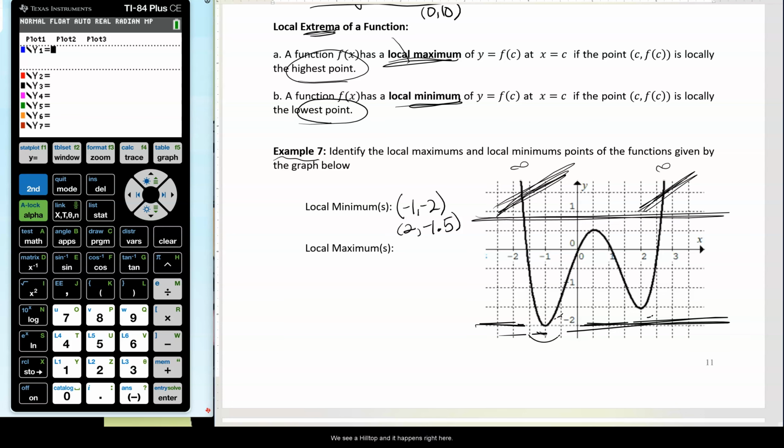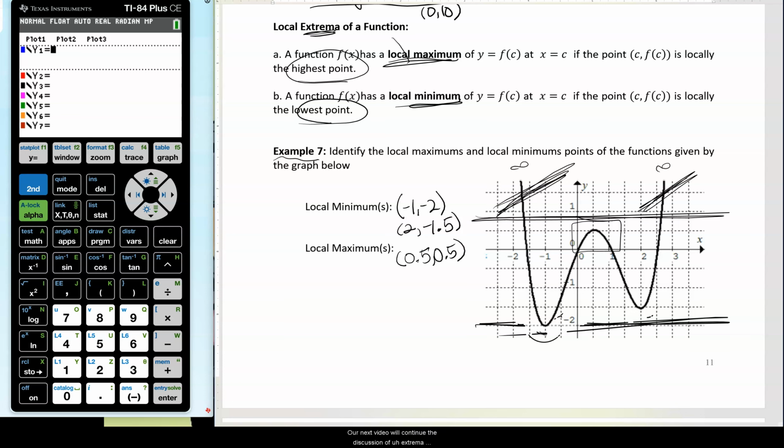We see a hilltop, and it happens right here. So as we take a look at this peak right there, all the points around it are lower. So it hits a high point at 0.5 on the x-axis and 0.5 on the y-axis. So our local maximum is 0.5, 0.5.